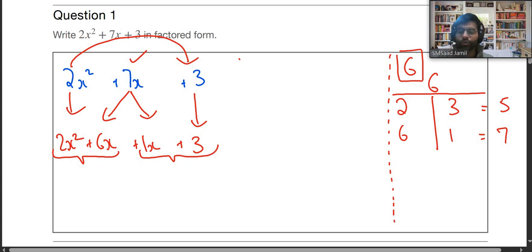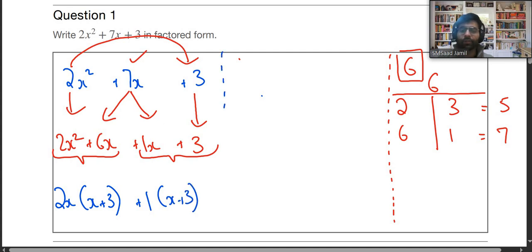In the first group, 2x squared plus 6x, what do we have common? We have 2x as common, so I will write 2x. What is remaining? x plus 3. In the second one we only have plus 1 common, nothing else. What remains? x plus 3.